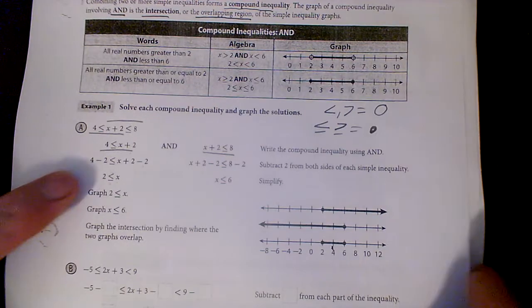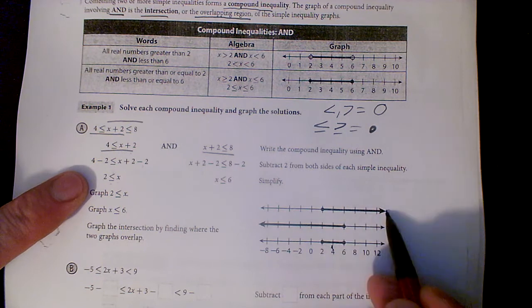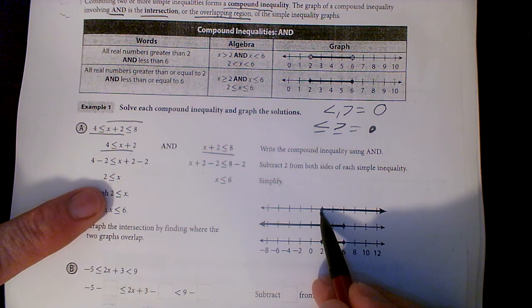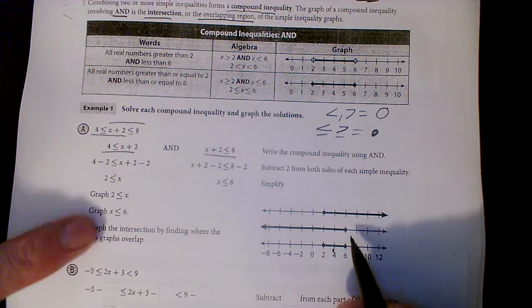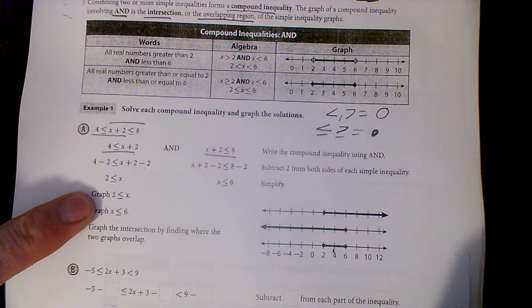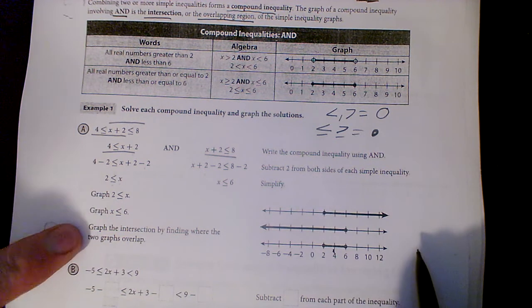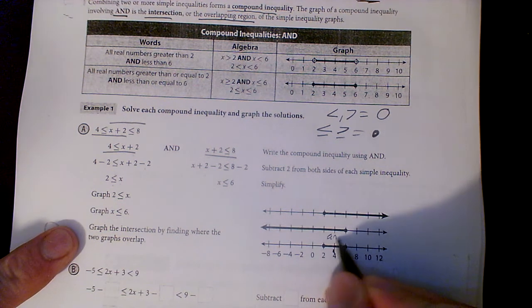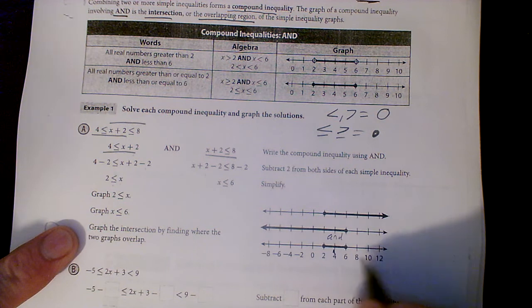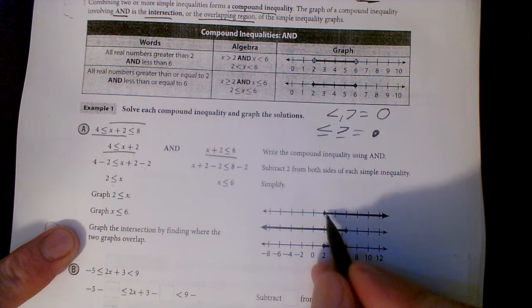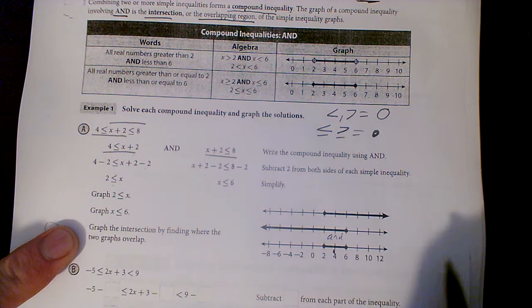See? Here is when x is greater than or equal to 2. Notice the hard circle because of the equal sign, that filled in circle. And here's x is less than or equal to 6. Right? So if we're going to graph using the word and, it has to be both. So it can only be the area in between them.